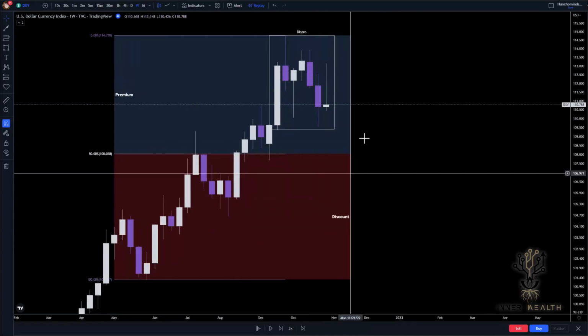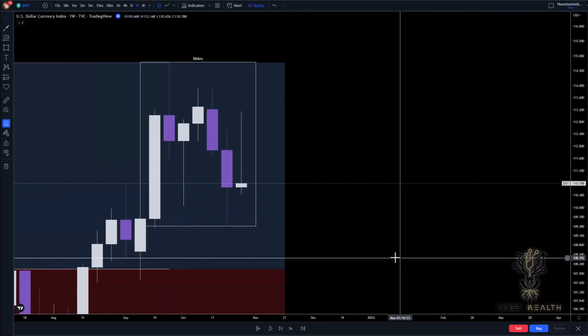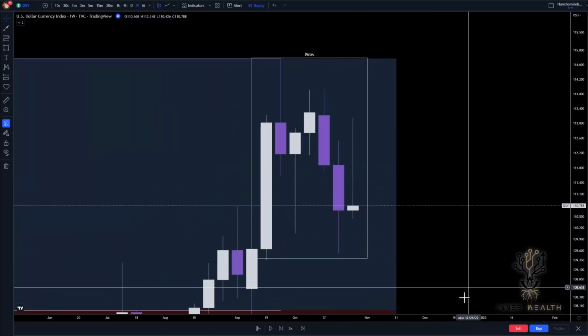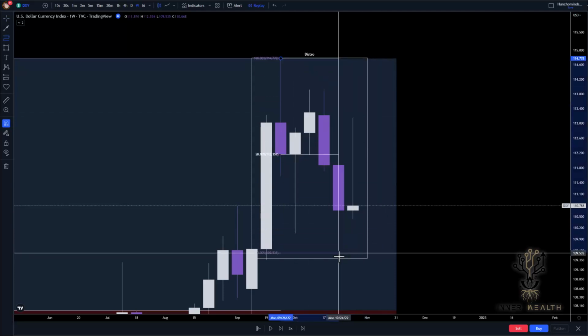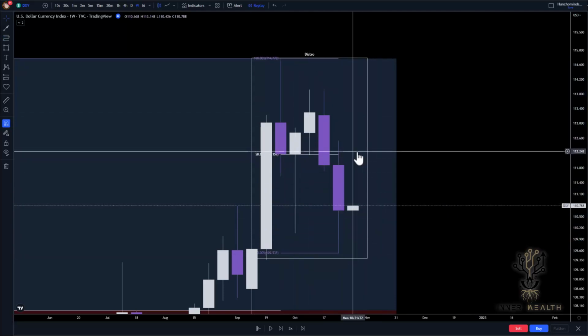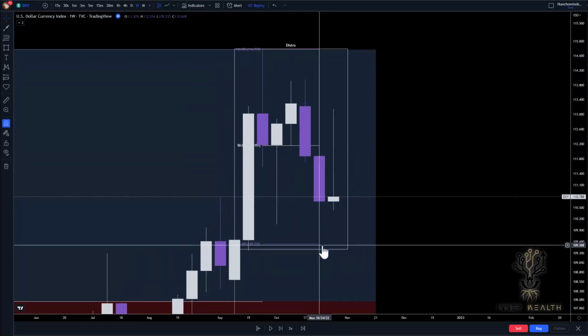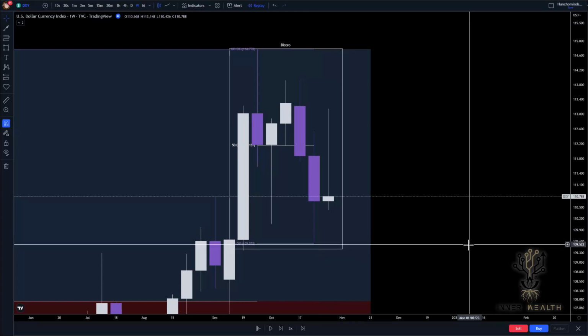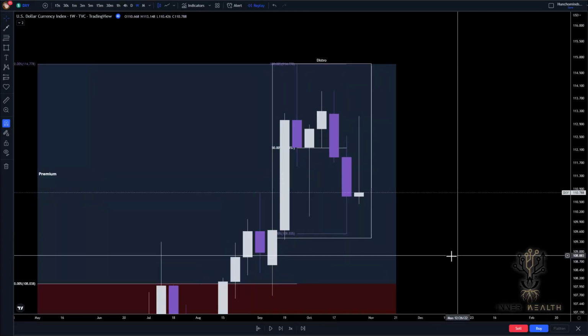So now we see this monthly range, and over here we're going to identify the weekly range. From this high to this low where we broke structure, that's my weekly range. From the highest high to the lowest low, I measure from wick to wick. Always. I always measure from wick to wick.